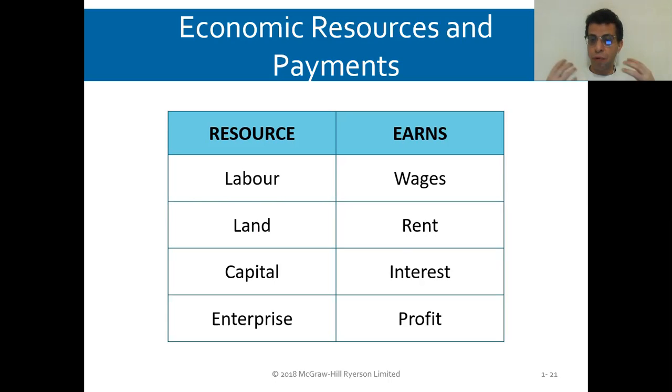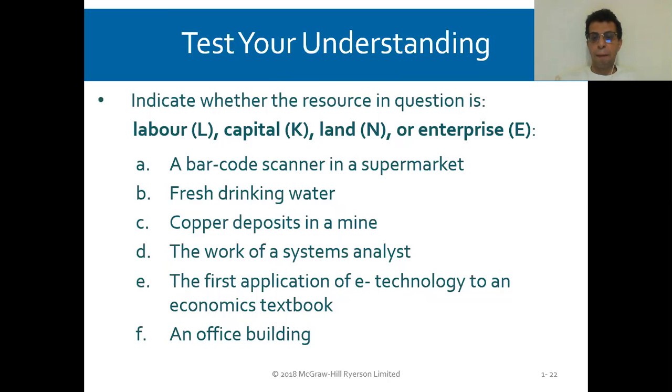And anything that makes a profit is called enterprise. Entrepreneurs make profit, business people make profit, and a big organization itself makes profit. So we have four resources: labor, land, capital, and enterprise, and each one earns differently. Labor will earn wages, land will earn rent, capital will earn interest, and enterprise will earn profits.